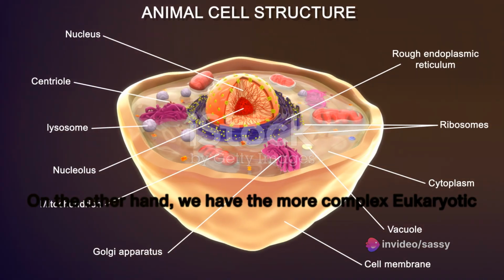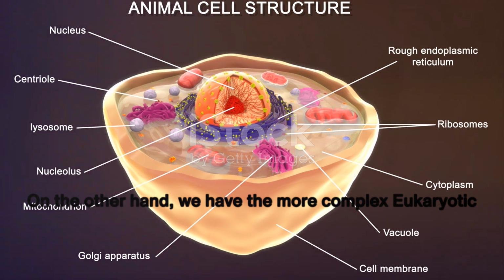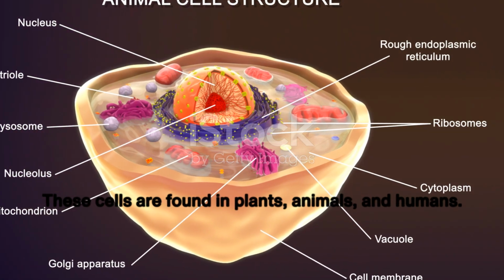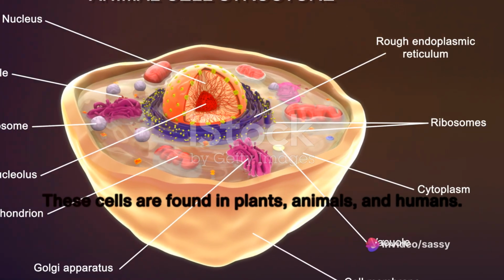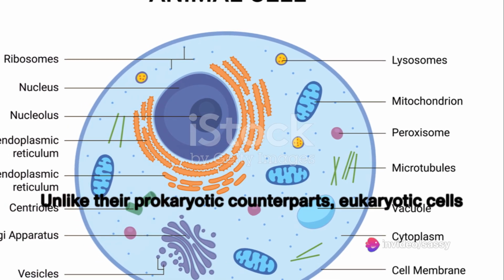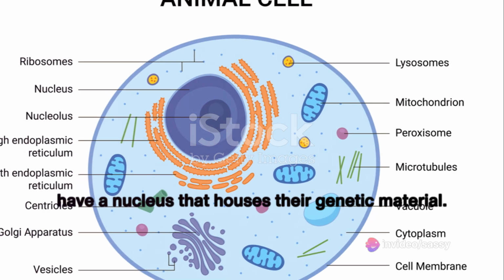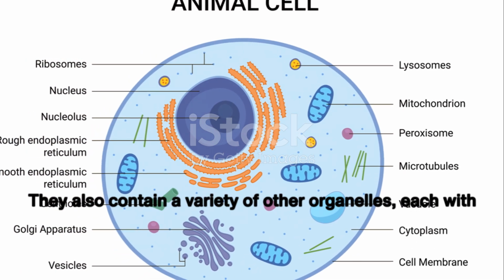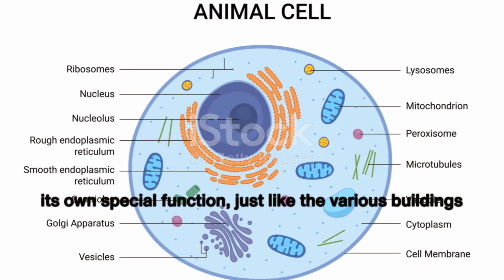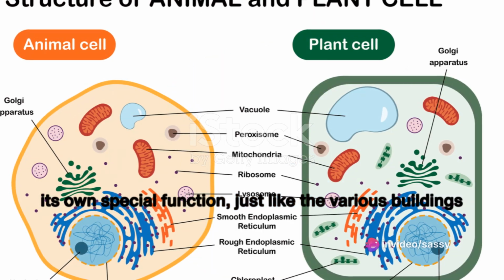On the other hand, we have the more complex eukaryotic cells, the bustling metropolises of the cell world. These cells are found in plants, animals, and humans. Unlike their prokaryotic counterparts, eukaryotic cells have a nucleus that houses their genetic material. They also contain a variety of other organelles, each with its own special function, just like the various buildings within a city.